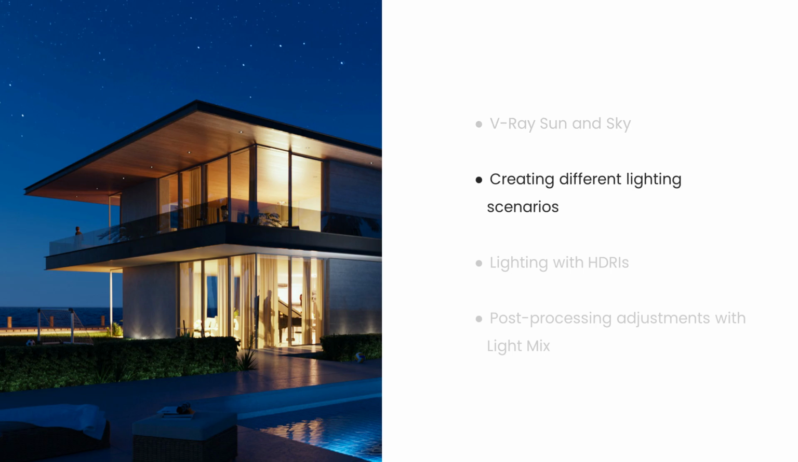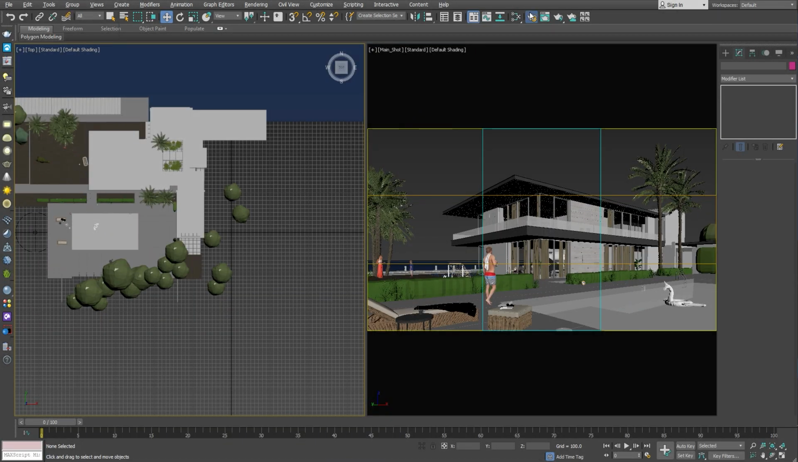We'll explore lighting scenarios and techniques that can improve our workflow. After that, I will show you how we can improve our lighting by mixing HDRIs and the V-Ray sun. Finally, we will create a night scene by adding some artificial lights and finishing our render with the help of V-Ray LightMix. Before we start exploring our scene, we need to set our render settings.